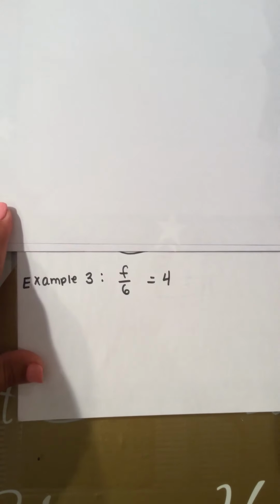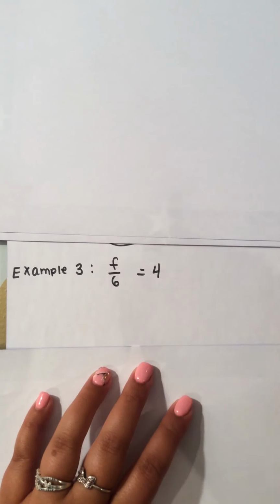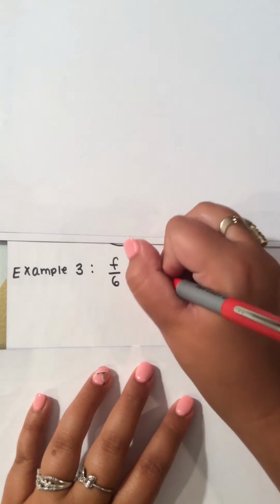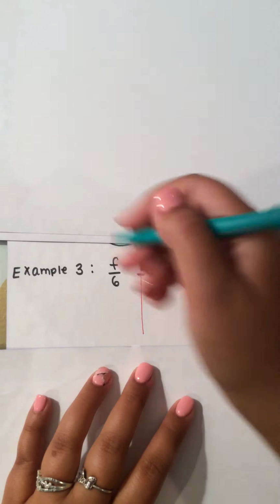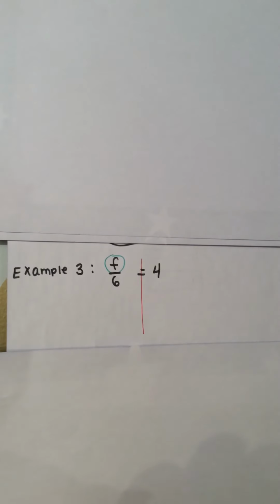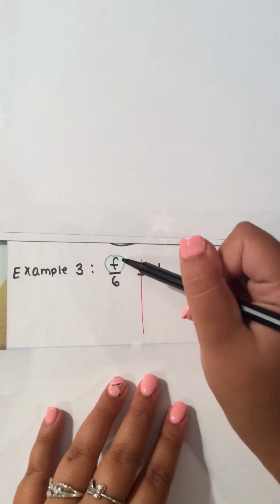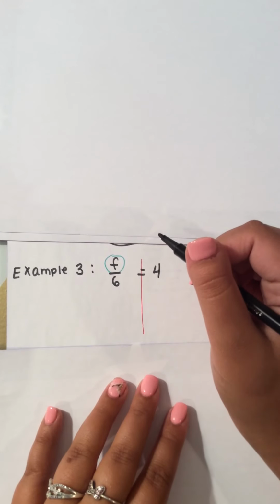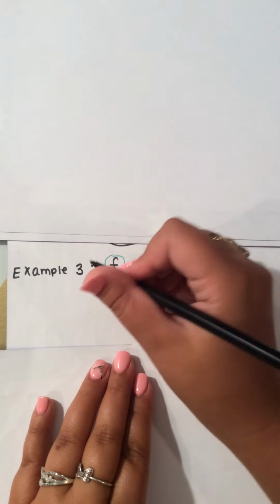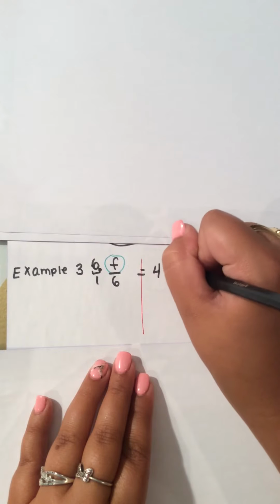Example 3. Now if we look here at example 3, we have f over 6 equals 4. What I'm going to do is draw a line through that equal sign and circle that variable. But f is being divided by 6. A lot of times when we see division, we freak out because we don't like it and we don't want anything to do with it. But when you're dividing, to undo it is multiplication. That's the inverse operation. So I'm going to multiply by 6 over 1 on both sides.